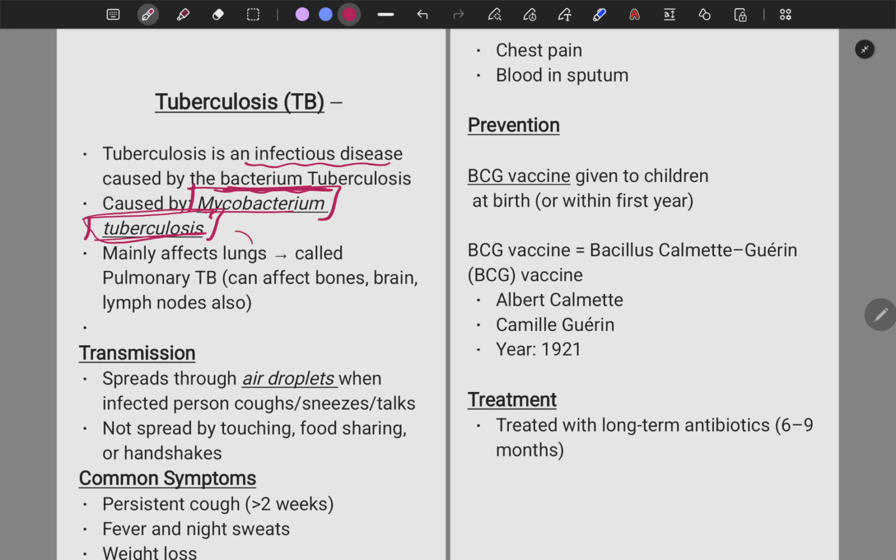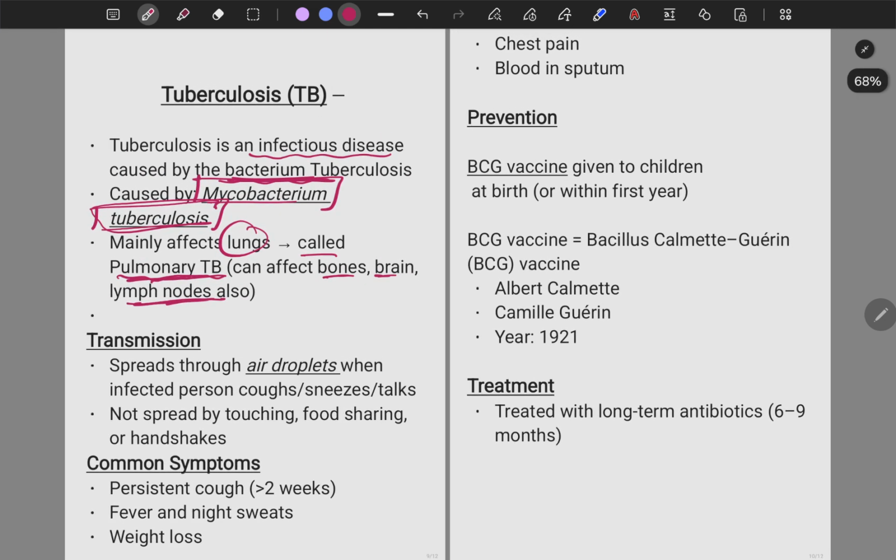And it mainly affects the lungs, called pulmonary TB. This can also affect bones, brain, and lymph nodes. The transmission pattern of this disease is that it spreads through air droplets. You should remember this. It spreads through air droplets when an infected person coughs, sneezes or talks. And this is not spread by touching, food sharing or handshakes. This is an important point. It's only spread through droplets.